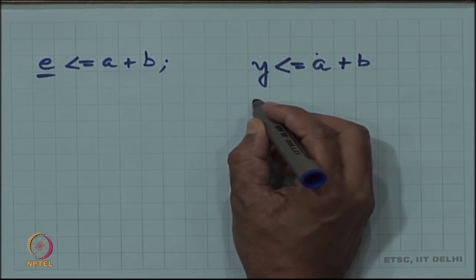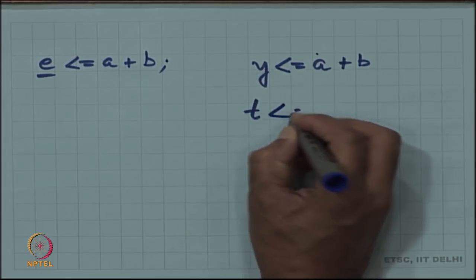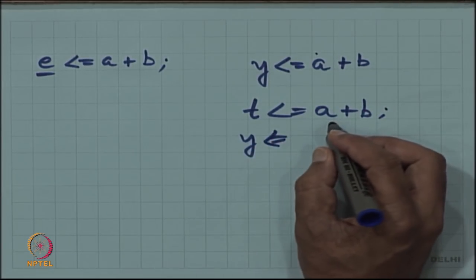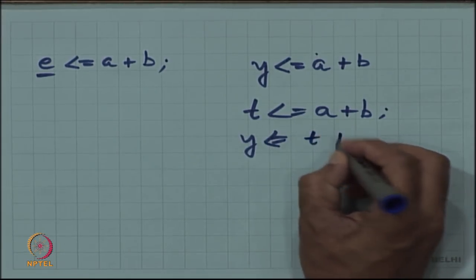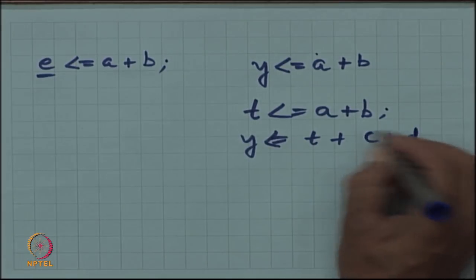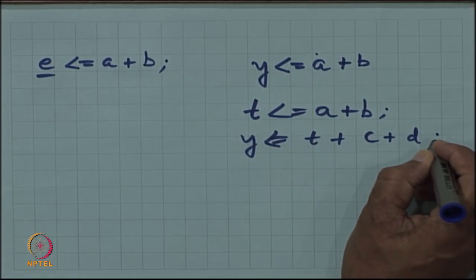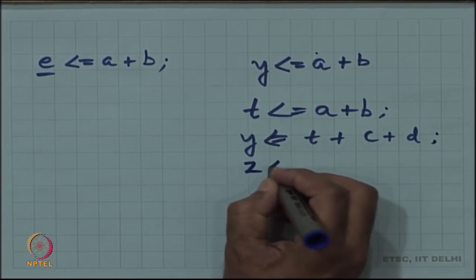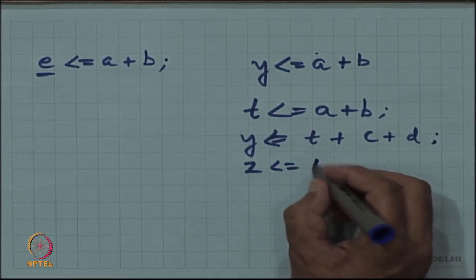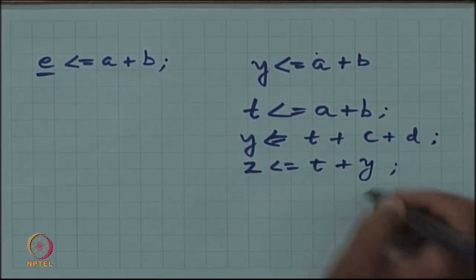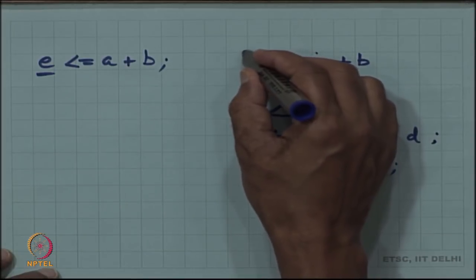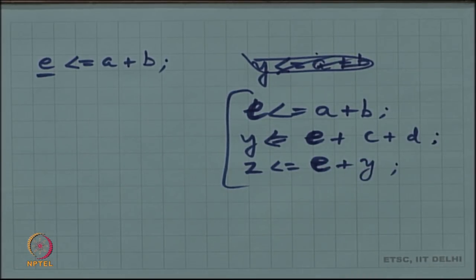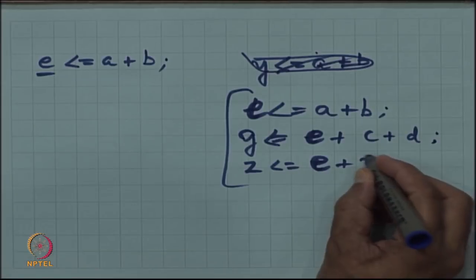Okay, let us say I have T equals A plus B, Y equals T plus C plus D, and you have the output which are not labeled here, but they would be Z equals T plus Y. Or let me change this to E. Instead of Y, let us just call it G to be consistent with the picture.